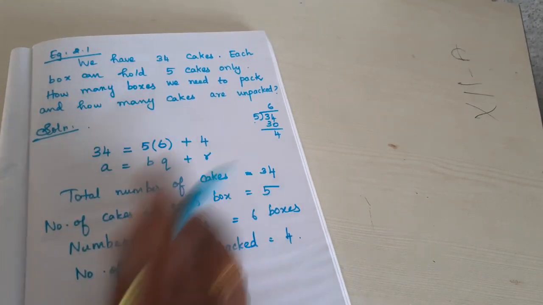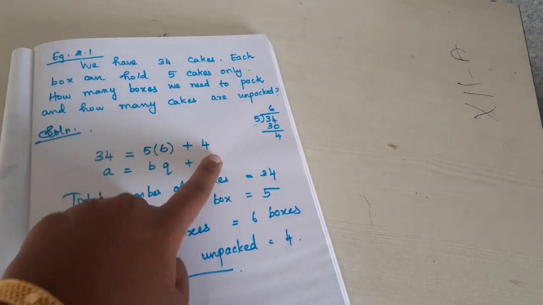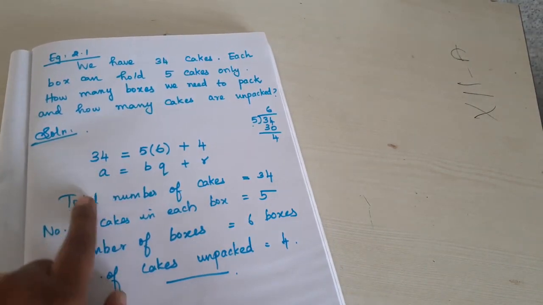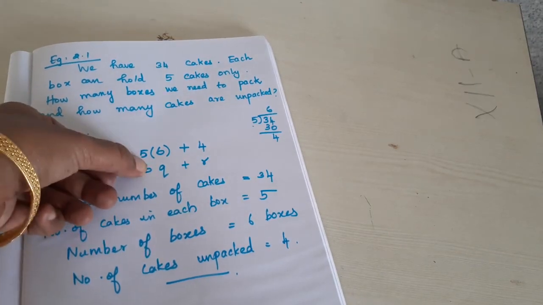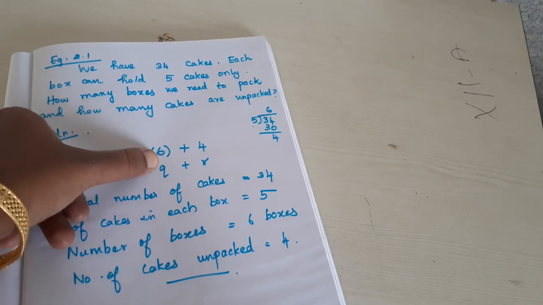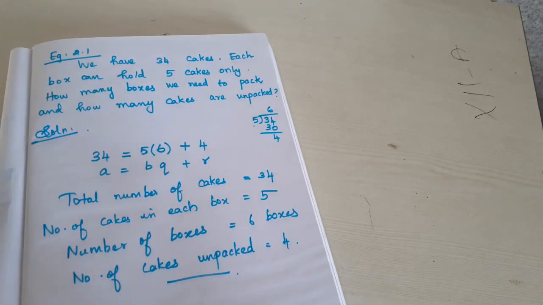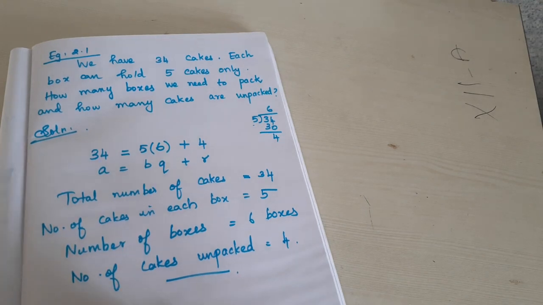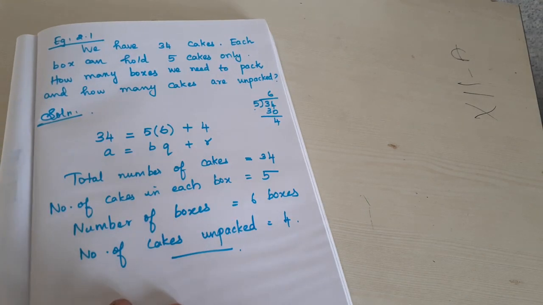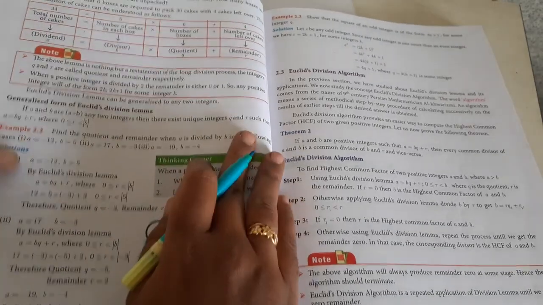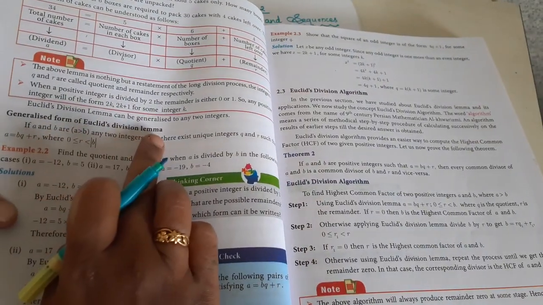So this is using the division lemma. We first wrote the format you need to write. After that, this equation formula. Then total number of cakes 34. This is number of cakes in each box. This means this is the answer: number of boxes we need 6 boxes and cakes unpacked 4. Very, very simple problem. Okay, write this in your note and learn. Then the generalized form of Euclid's division lemma we are going to learn now. Listen, dear students. Now, generalized form of Euclid's division lemma.